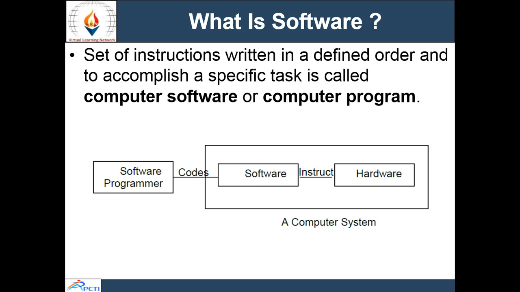The second part is a simple, step-by-step sequence of instructions that tells the hardware what to do and how to do it. This organized set of instructions written in a defined order to accomplish a specific task is called computer software or computer program. This diagram shows the relationship between computer hardware and software.